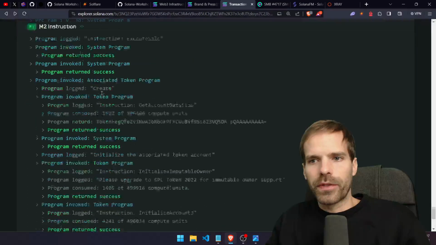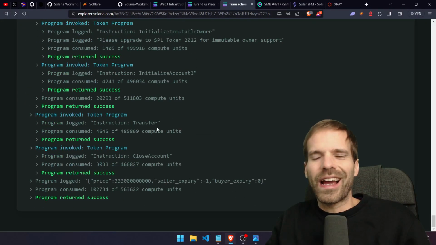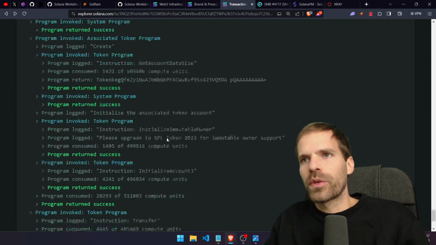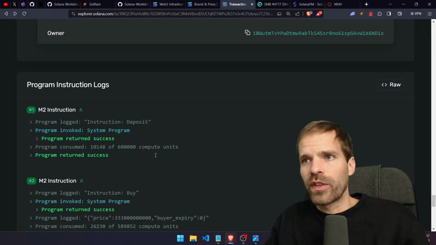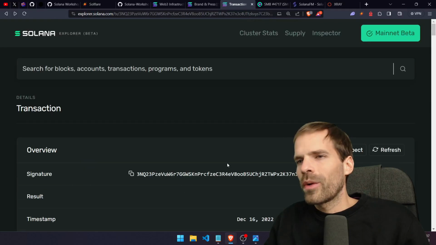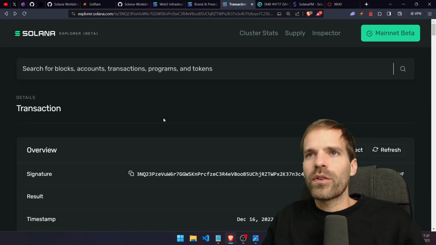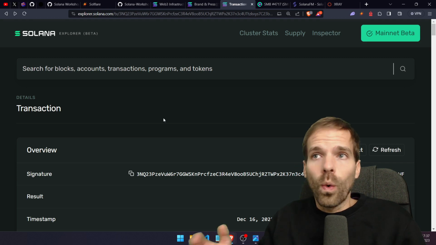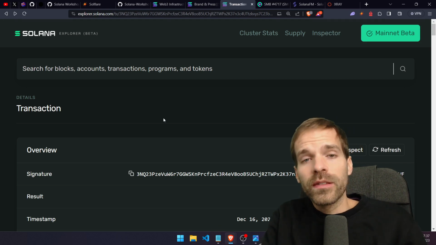And at the very bottom we find the logs, so that's the output of the program, like the log output, which is different to the return value. A program can also have a return value, but where do we go from here? The point of me showing you this is that you can do stuff on Solana without deploying your own program, like stuff with a token program, or even just with the system program.